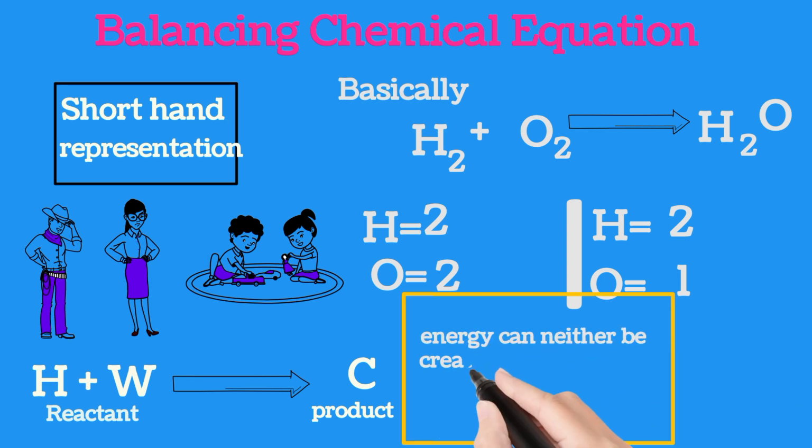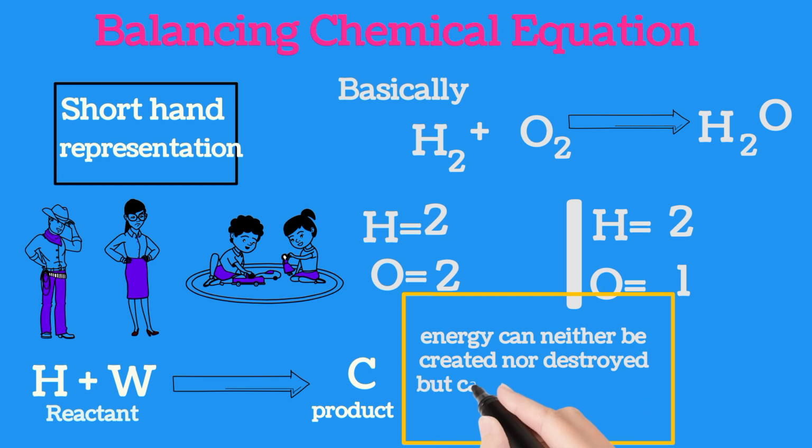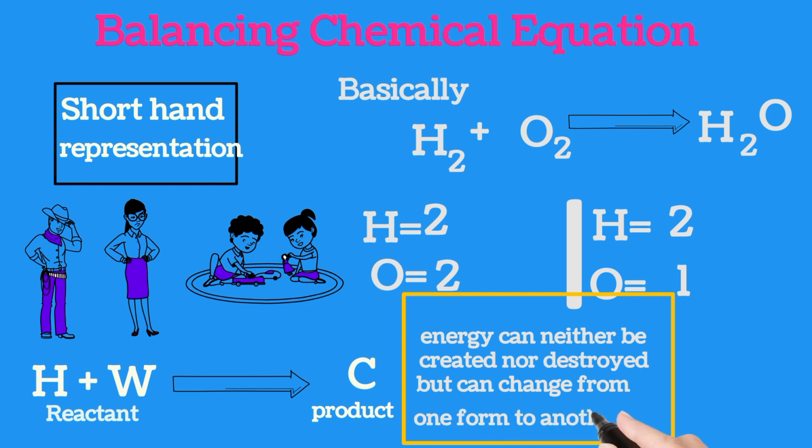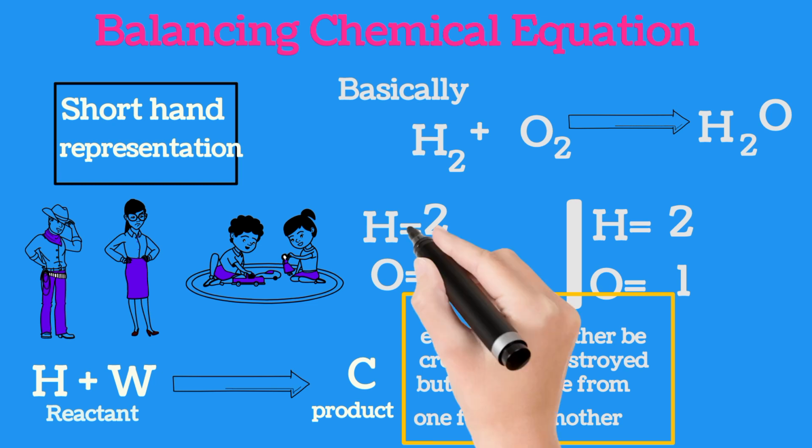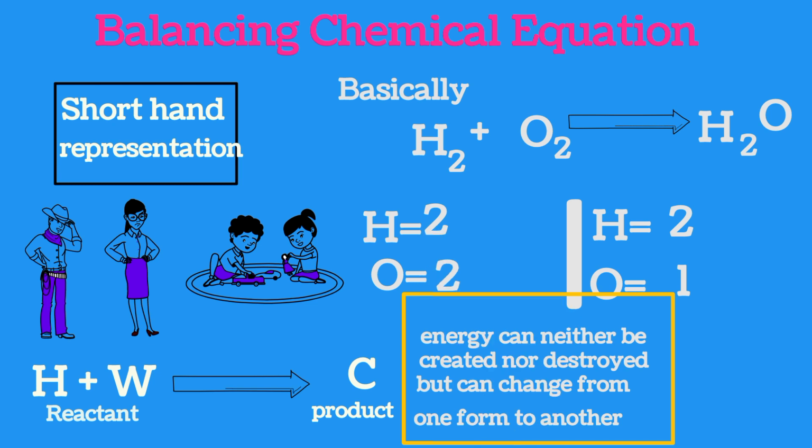The law of conservation of matter states that matter can neither be created nor be destroyed, but can be changed from one form to another. Also, in balancing a chemical equation, you do not destroy atoms, but you can change them from one form to another. And we'll do that by adding coefficients to each of the atoms in the reaction.